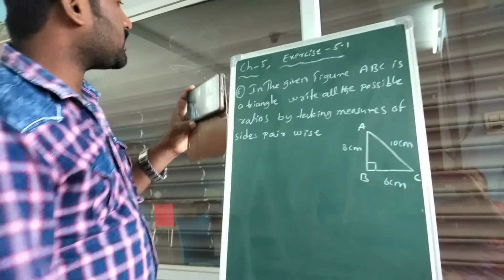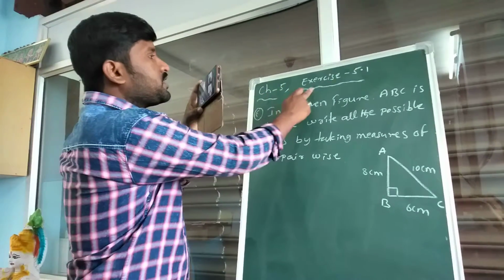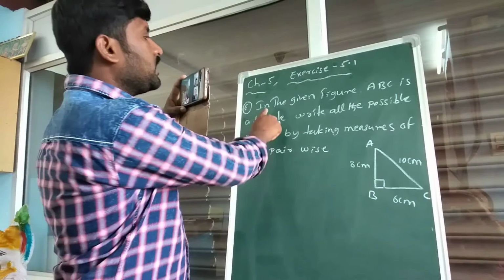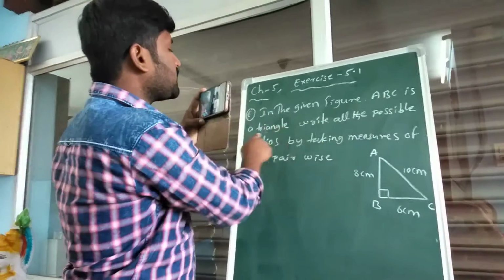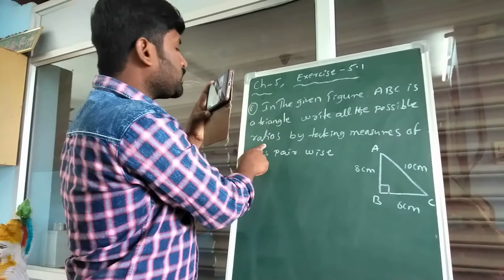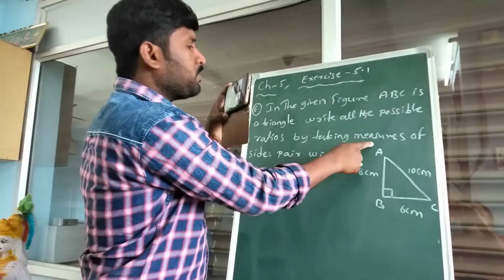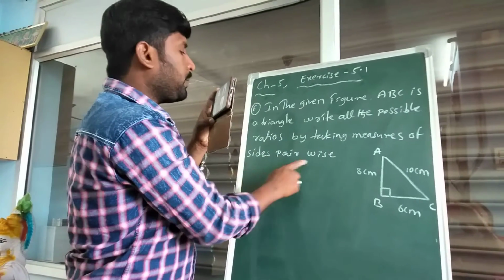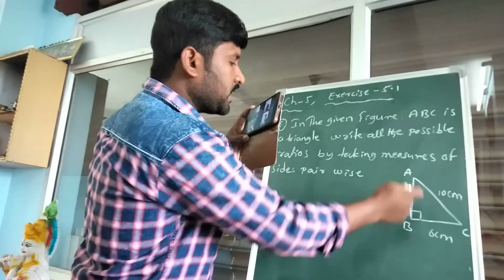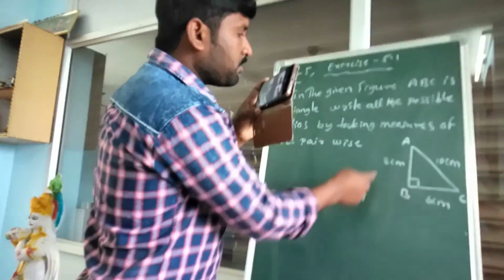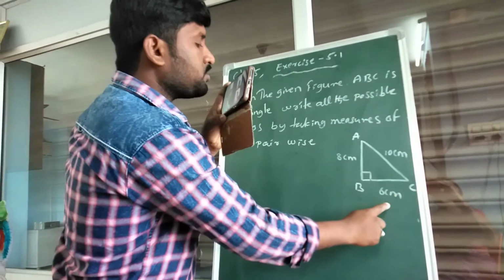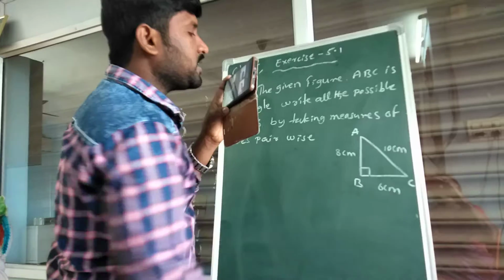Today we are going to discuss chapter 5, exercise 5.1, sixth question. The question is, in the given figure, ABC is a triangle. Write all the possible ratios by taking measures of sides pairwise. Okay students? So this is the triangle ABC. We are given the measure of side AB is 8 centimeter, BC is 6 centimeter and CA is 10 centimeter.